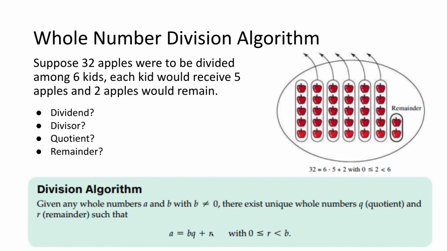The remainder cannot be bigger than your divisor. So in our case, we have 6 as the divisor. If you have more than 6 or equal to 6, you can still give that away, right? So the remainder cannot be bigger than the divisor. Okay, so keep that in mind. That's what it says here. The remainder can be 0, but it cannot exceed the divisor.